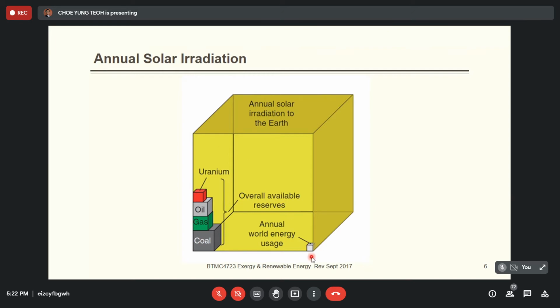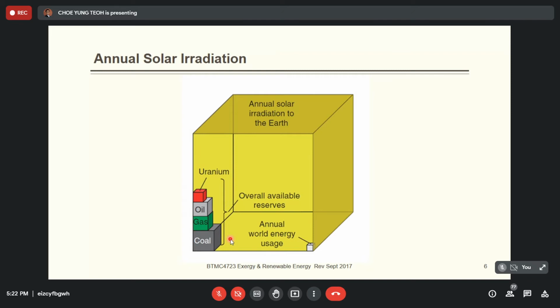So maybe just less than 1%. It means that we receive 1,000 joules of energy from the sun, and we just need 1 joule of energy. Similar, something like this. And it's even more than the total reserve of fossil fuels, including solid, and also the nuclear reserve on the Earth, including coal, gas, oil, and uranium. It's just this amount. So in other words, if we can fully utilize the solar radiation, then it's definitely enough to power the entire world.